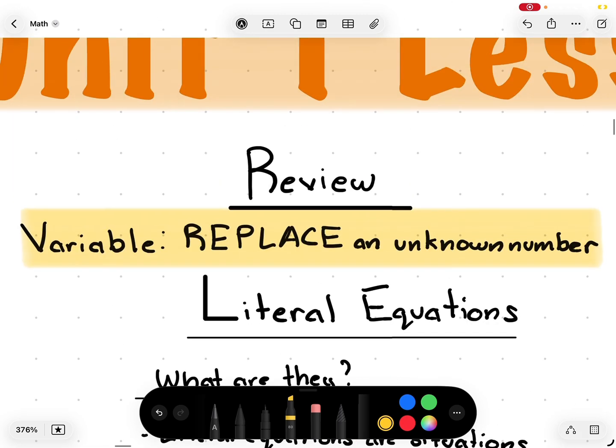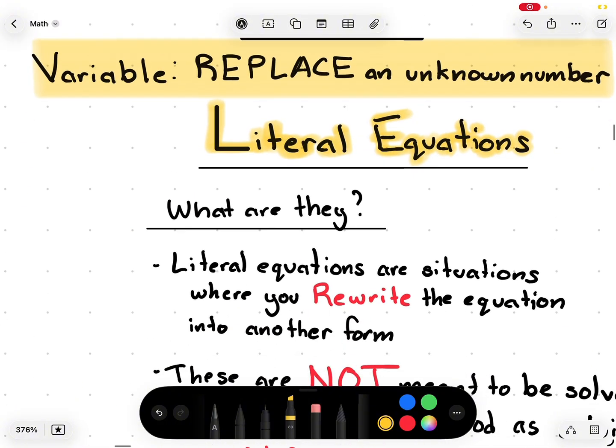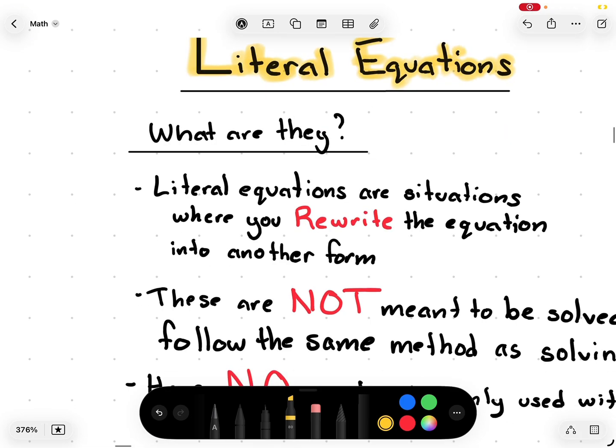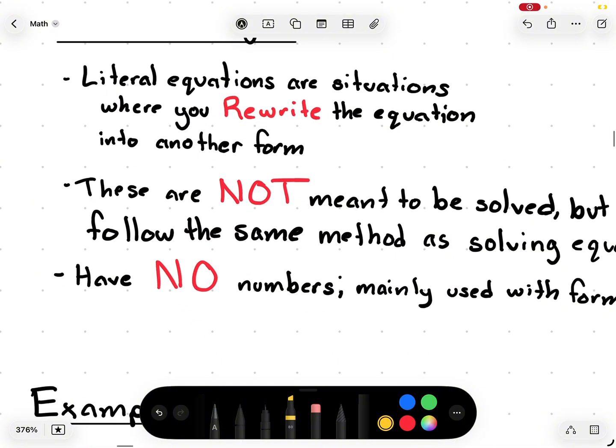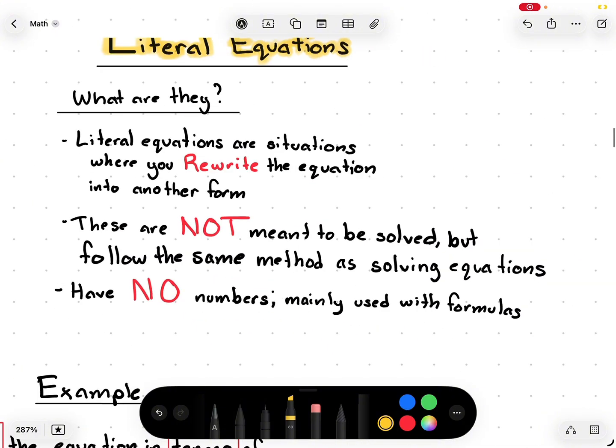Now, literal equations are going to be a new concept that you have not learned much about. But you may be asking, what even is a literal equation? Well, literal equations are meant to fool you. They don't actually have a real solution. Literal equations are situations where you rewrite the equation into another form. They're not meant to be solved. But, even more confusing, they follow the same method as solving equations to get to your final answer.